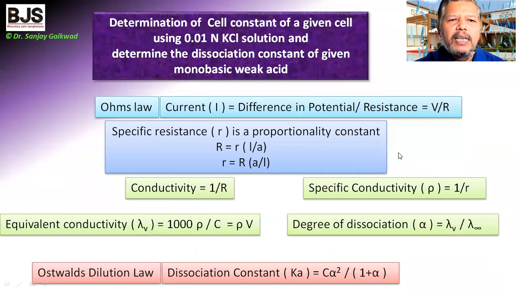The title of the experiment is Determination of Cell Constant of a given cell using 0.01 normal KCl solution and determine the dissociation constant of a given monobasic weak acid. Before starting this experiment, we should know some laws. The first is Ohm's law, that is V equal to IR. Specific resistance is denoted by small r, which is the proportionality constant of the equation, where small r is equal to capital R into bracket A upon L, where A is the cross section area and L is the length of the wire.